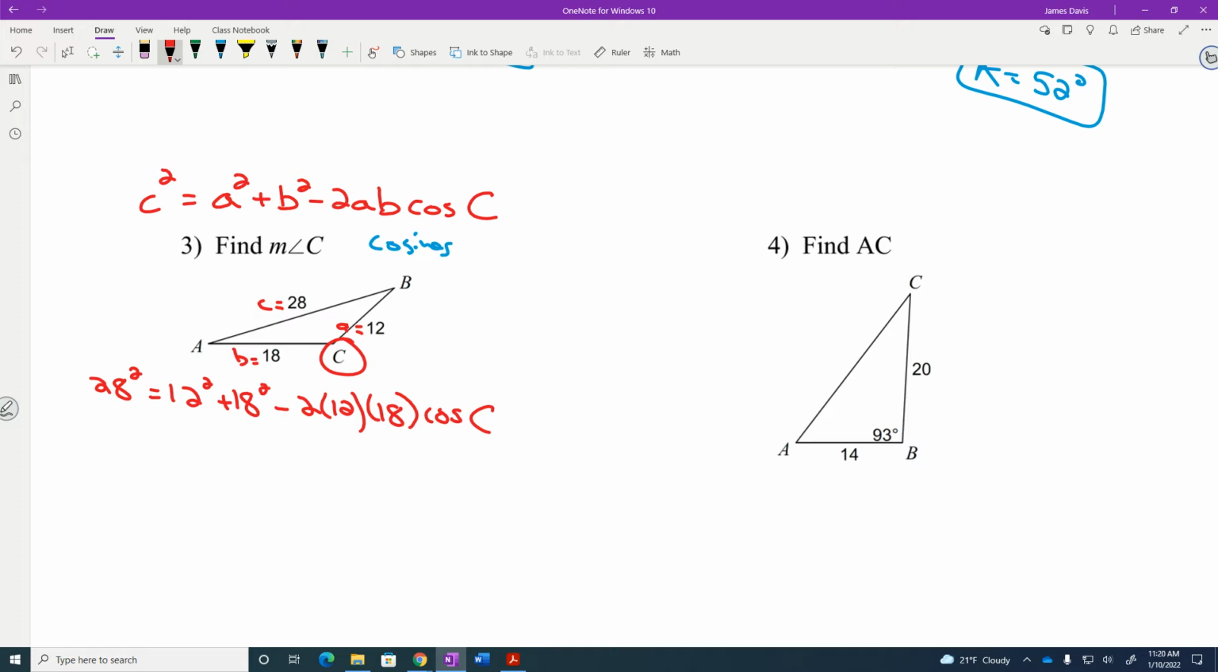Now this also has a certain order that you have to type it in. You could change it up a little bit, but the easiest way is to start by subtracting these two over. I'm going to write this out. You don't need to write this, but what I'm typing into my calculator is I'm just going to start by subtracting those two things over. So just do 28 squared minus 12 squared minus 18 squared. You get 316.